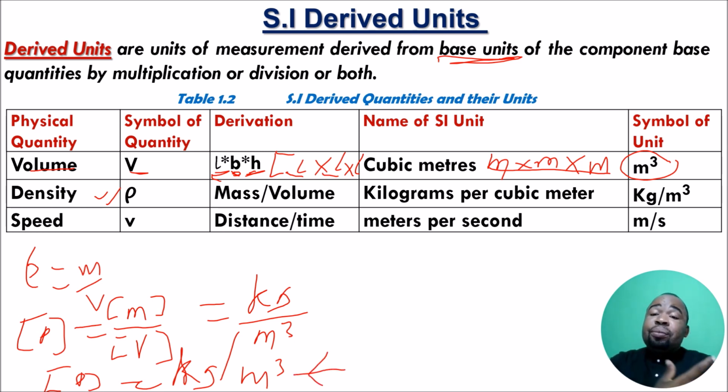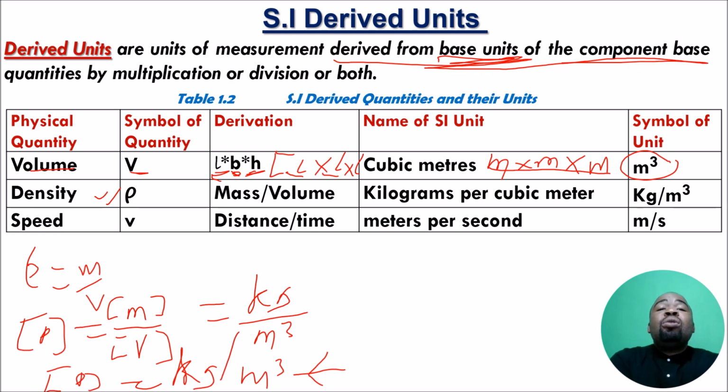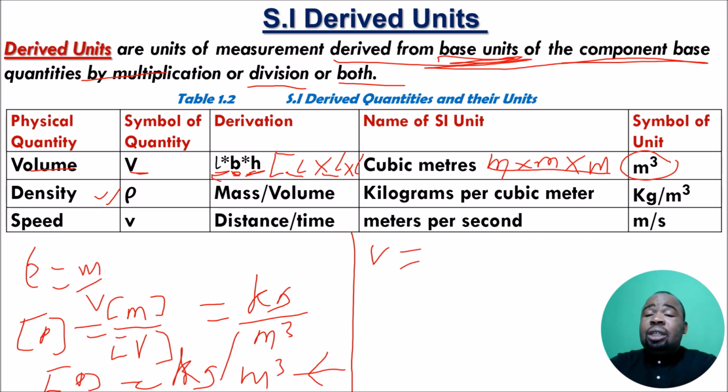How are we reaching to this point? We are using multiplication, division, or both. So derived units are units of measurement derived from base units of the component base through multiplication, division, or both. Let me do the last example, which is speed. The symbol for speed is V, which is calculated as distance divided by time.